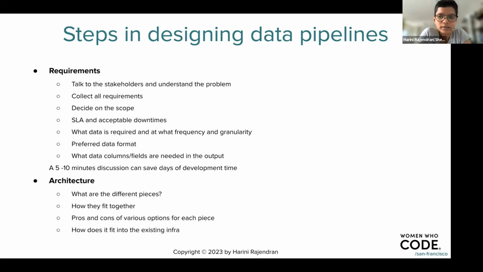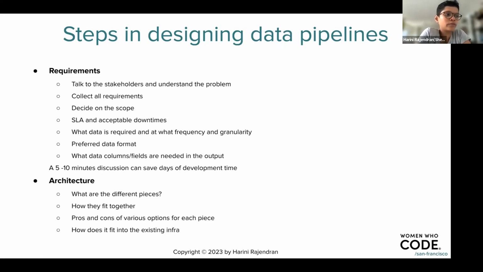And then the next step is architecture, coming up with a high level architecture. So what are the different pieces in your big data pipeline? How would all the pieces fit together? For each piece, let's say we want a data store, there could be hundreds of different options for data stores. So what are the pros and cons of various options? Which one do you pick? And also how it fits into the existing infra.